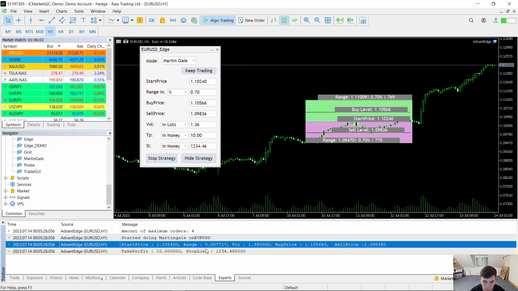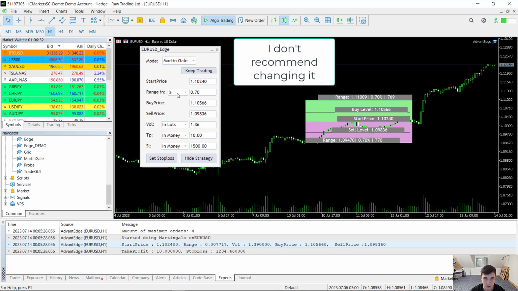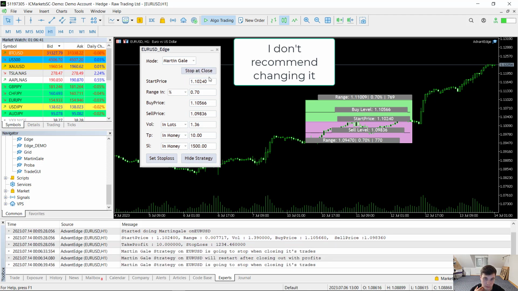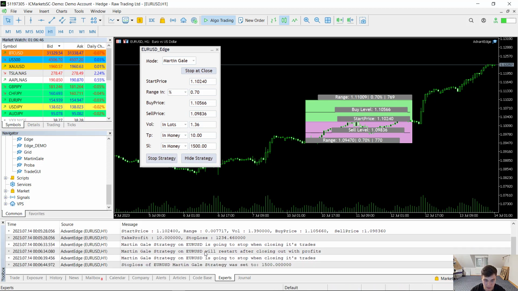Here is every piece of information of our strategy displayed. With the run button, you can stop the strategy immediately. This will mean that all trades made by the strategy are going to be closed out, and you can change the stop loss for the strategy. This is the only attribute you can change for a running strategy, and the keep trading and stop at close attributes of the strategy. Every change is going to be seen in the experts tab on the toolbox.